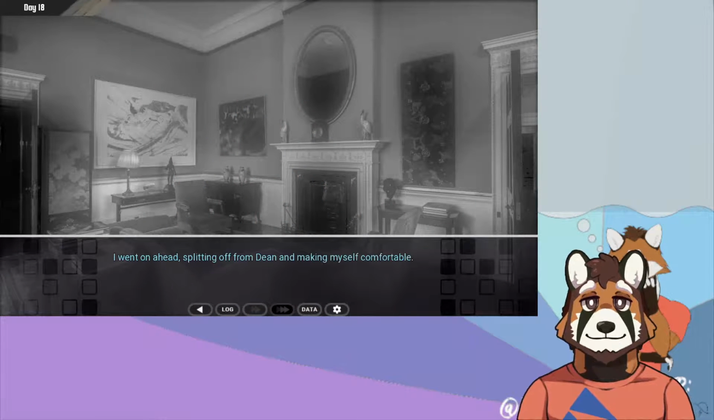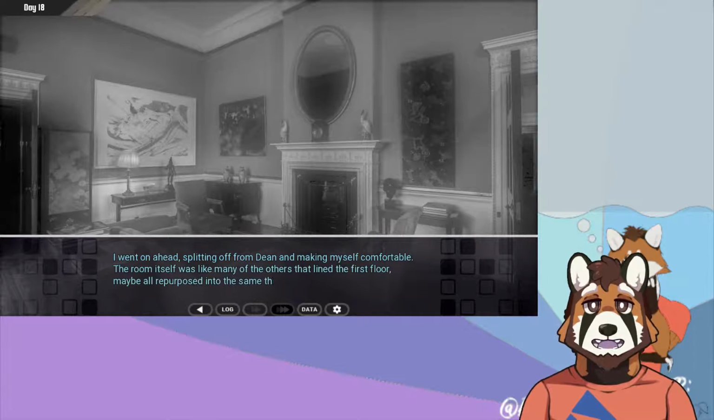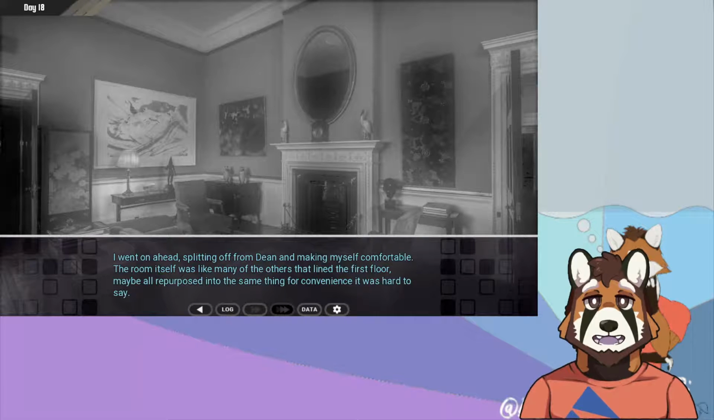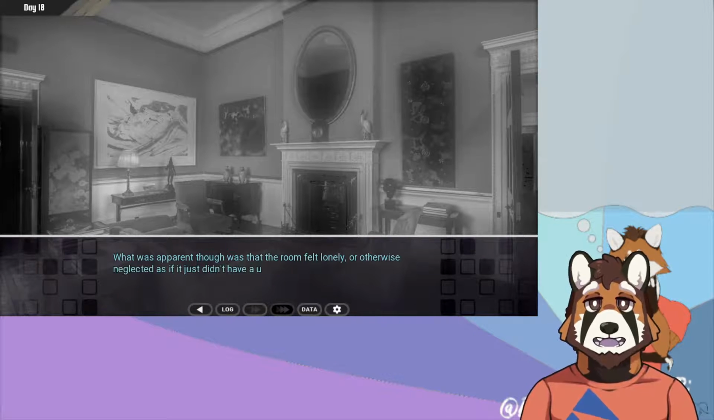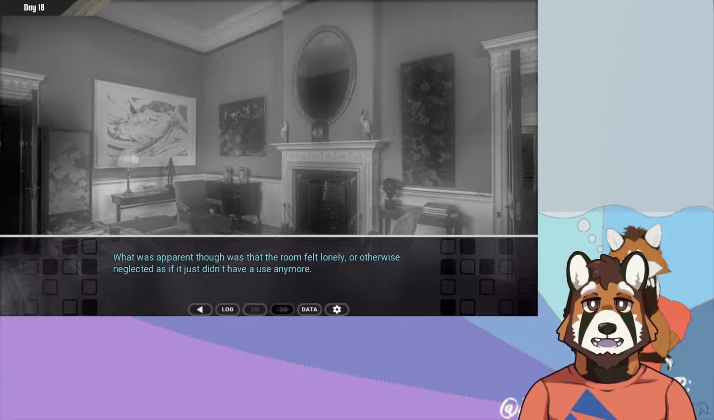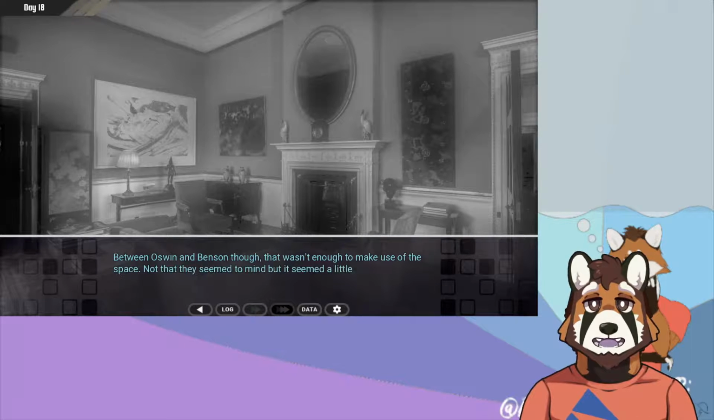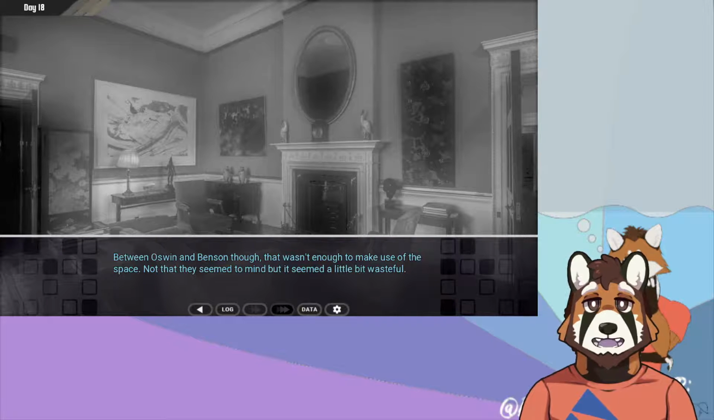I went on ahead, splitting off from Dean and making myself comfortable. The room itself was like many of the others that lined the first floor, maybe all repurposed into the same thing for convenience. It was hard to say. What was apparent, though, was that the room felt lonely, or otherwise neglected, as if it just didn't have a use anymore. Between Osman and Benson, though, that wasn't enough to make use of the space. Not that they seemed to mind, but it seemed a little bit wasteful.